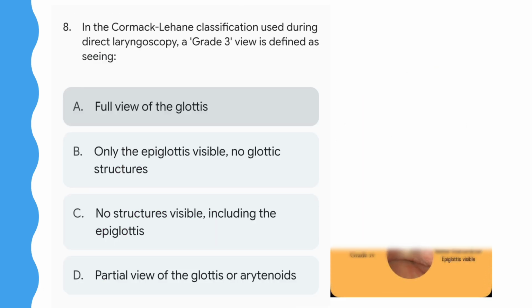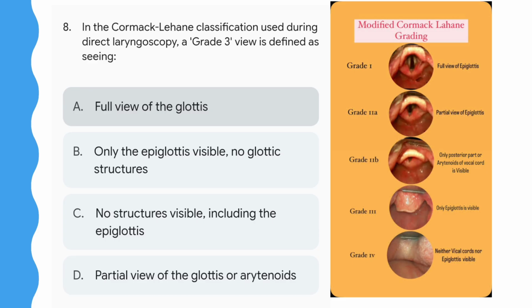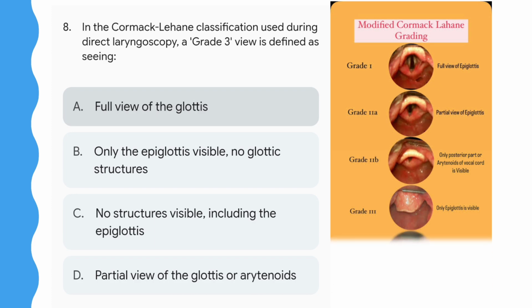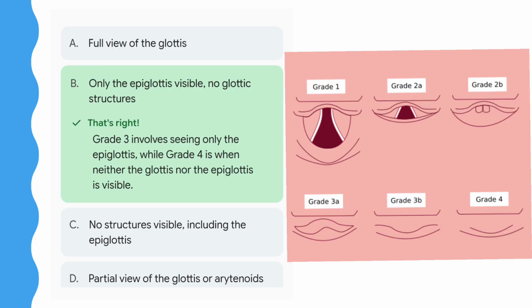Next, question number 8. In the Cormack-Lehane classification used during direct laryngoscopy, a grade 3 view is defined as seeing: option A, full view of the glottis; option B, only the epiglottis visible, no glottic structures; option C, no structures visible including the epiglottis; option D, partial view of the glottis or arytenoids. The correct answer is B, only the epiglottis is visible, no glottic structures. Grade 3 involves seeing only the epiglottis, while grade 4 is when neither the epiglottis nor the glottis are visible.